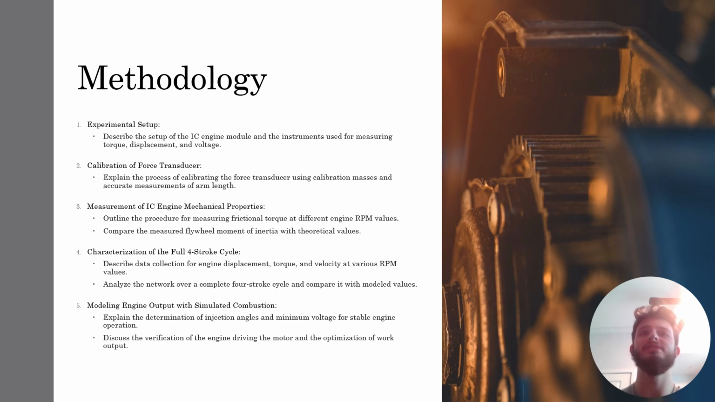Before testing begins, the force transducer must be calibrated. This is done by taking voltage measurements from the force transducer with known amounts of torque on the system. This known amount of torque comes from adding weights to the end of an arm attached to the shaft. The weights are measured on the mass scale and the arm is measured with the ruler.